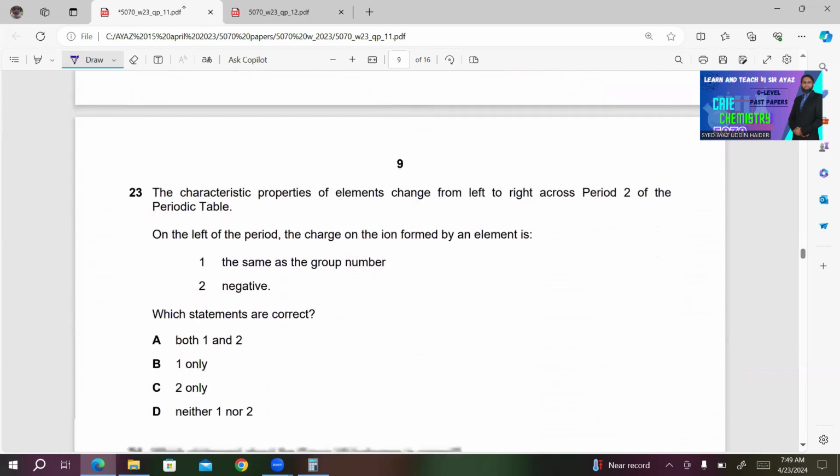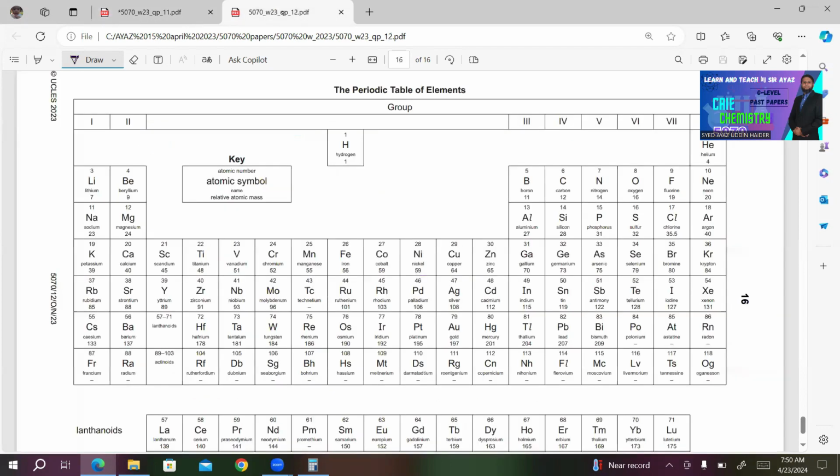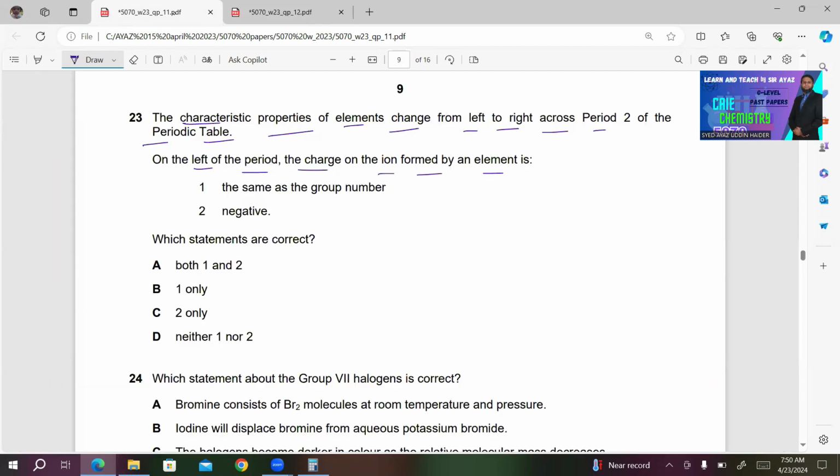23. The characteristic properties of elements change from left to right across period 2 of the periodic table. On the left of the period, the charge on the ion formed by an element is number 1, the same as the group number. Number 2, negative. Which statements are correct? So on the left of the period, the charge on the ion formed by an element is the same as the group number. So these are the elements on the left side. Group 1, group 2. So what they are saying? They are saying the charge on the ion formed by an element is the same as the group number.